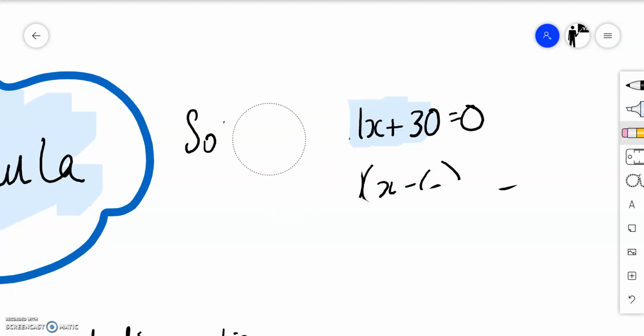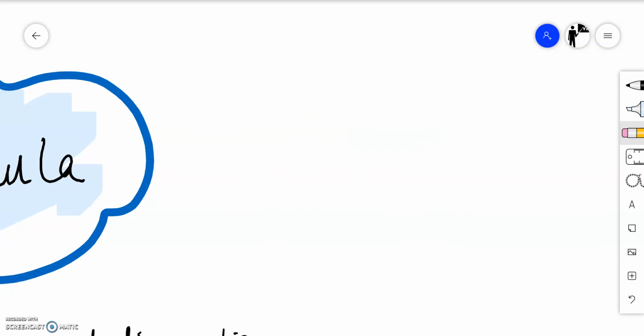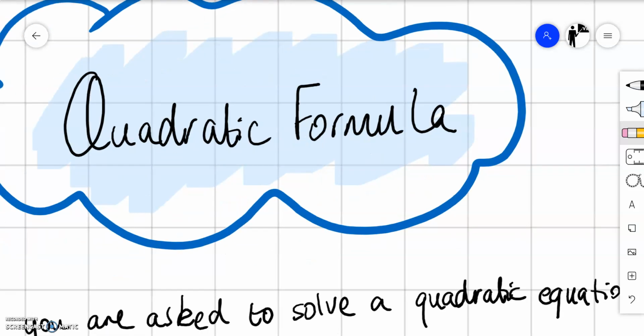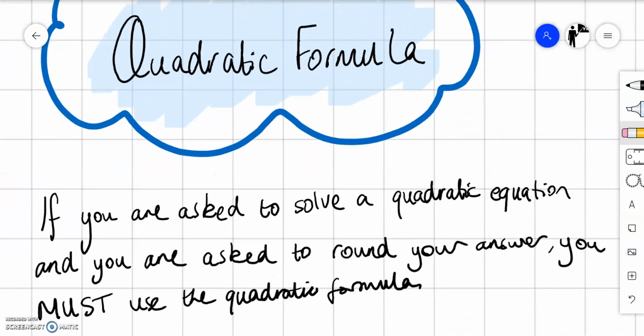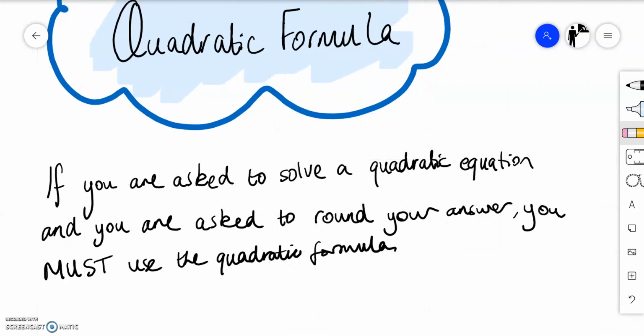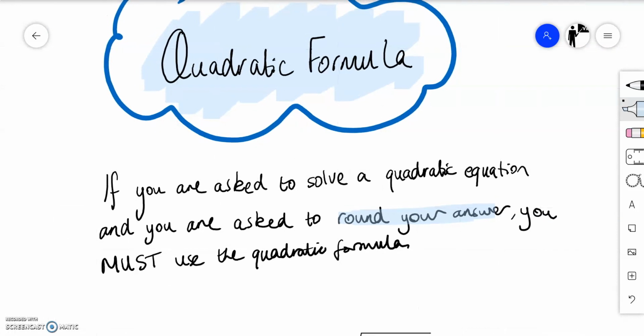And that's the focus of this video, where we're going to be using the quadratic formula. We use the quadratic formula when we're asked to solve a quadratic equation and we're asked to round our answer. Hugely important. So if it says solve this equation to one decimal place, solve this equation to two significant figures, if it says solve the equation and it tells you to round your answer, you must use the quadratic formula.